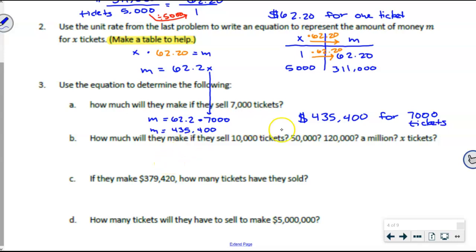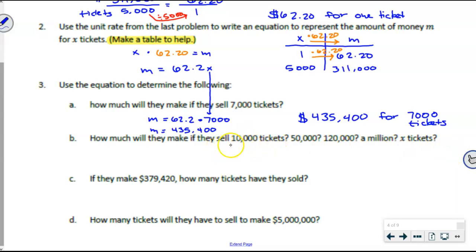How much will they make if they sell 10,000 tickets, or 50,000, or 120,000, or a million? What should I do with every single one of those? Oren. Exactly. Multiply them by 62.2. So we're just taking the x, the number of tickets, and substituting each of these values into that equation, which says x is multiplied by 62.2. And real quick, I'm not going to show my work as nicely on these, just so I have the space to write it.